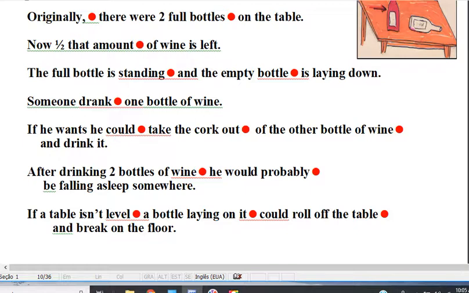If he wants, he could take the cork out of the other bottle of wine and drink it. After drinking two bottles of wine, he would probably be falling asleep somewhere. If a table isn't level, a bottle laying on it could roll off the table and break on the floor.